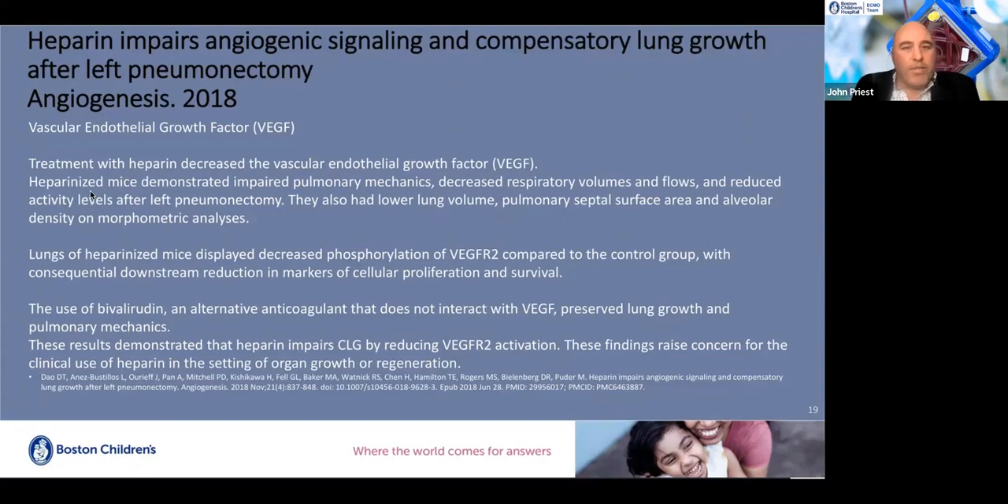And if you think about a diaphragmatic hernia patient, these are the patients that really need lung growth. This is one of the first studies that shows bivalirudin doesn't affect lung growth, it preserves lung growth, compared to heparin that inhibits lung growth. So just something to think about that I think is very important towards mechanical ventilation with ECMO.